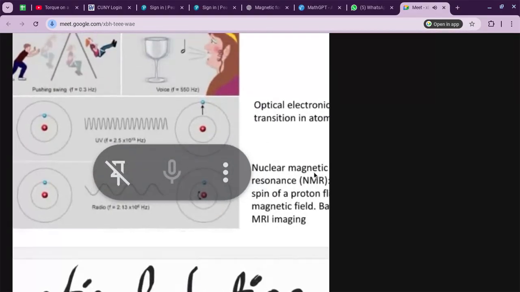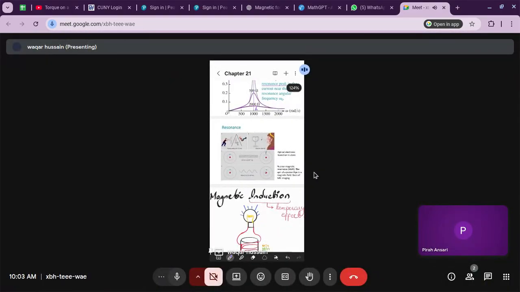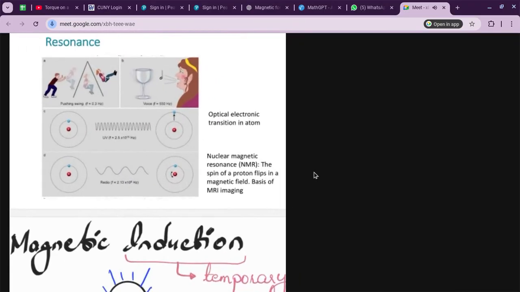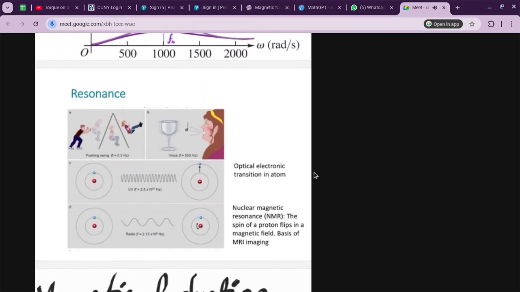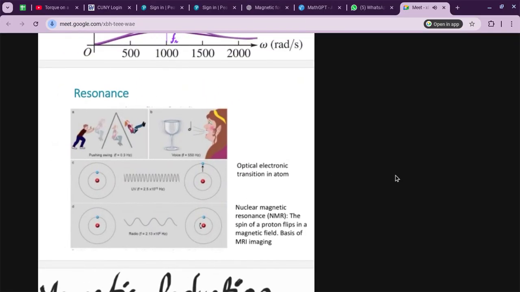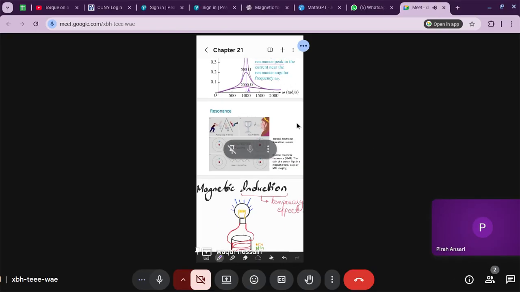Just read it, and then we'll talk about the numerical which I gave you as homework. Have you done it? Which numerical? Wait, I'll show you. This slide first.